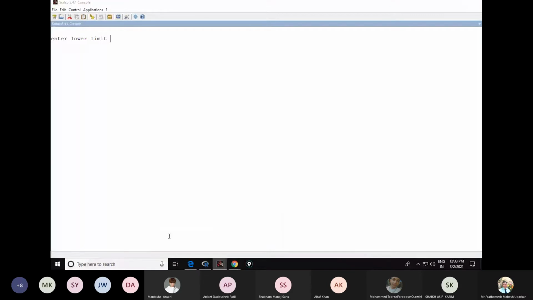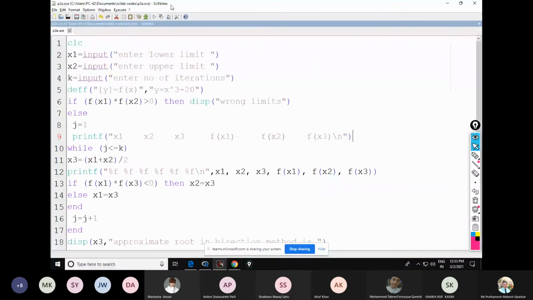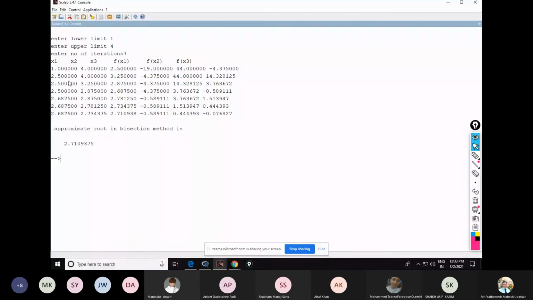See here, again it will ask wrong limits. Sorry, you have not written for upper limit. Yeah, that's why the wrong limit is put. Now see, first column is for x1, second column is for x2, third column is for x3, fourth column is f of x1, next is f of x2, and third is f of x3. Are you getting this?